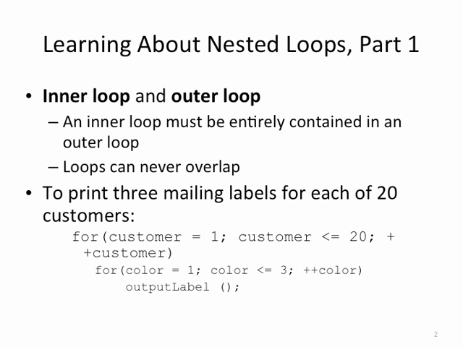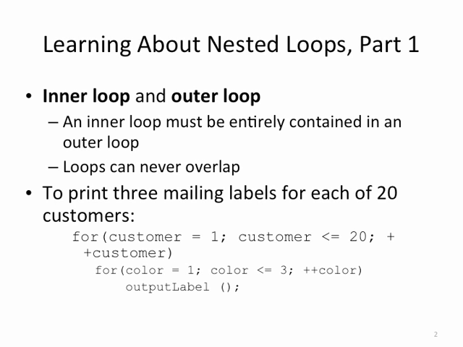For example, if we wanted to print 3 mailing labels for each of 20 customers, we might have an outer loop for customer equals 1, customer less than or equal to 20, plus plus customer, sorry for the unfortunate line break there. And inside that for loop, we have another for loop for color equals 1, color less than or equal to 3, plus plus color, output label. So we're printing color 1, 2, 3 for each customer.